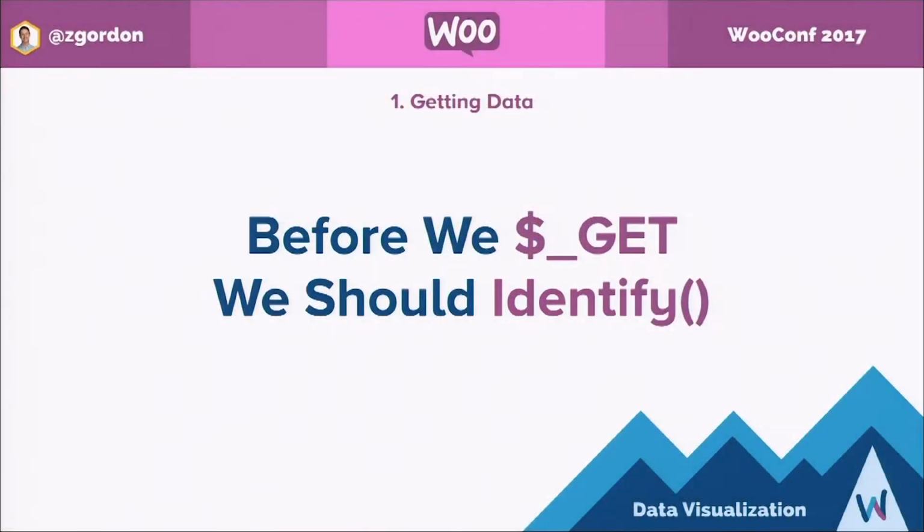Now, when it comes to getting data, before we just start getting everything, we should begin to identify. So we should go in with a certain hypothesis in mind. Maybe we have a few questions, or we have an idea of what we want to get out of it. Data very quickly becomes bigger and bigger, especially if you have access to a lot of pieces of data sets that you're pulling in. And it can get overwhelming very, very quickly.